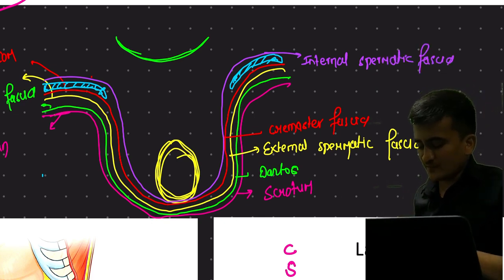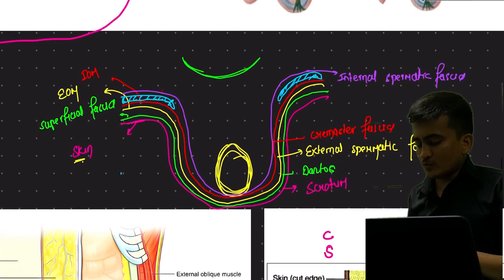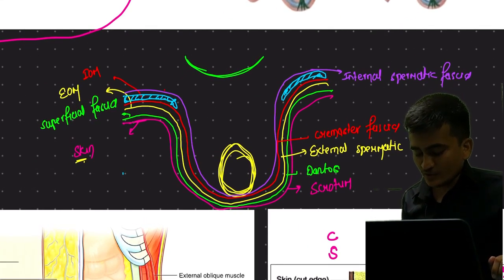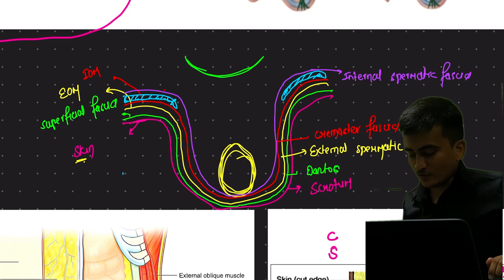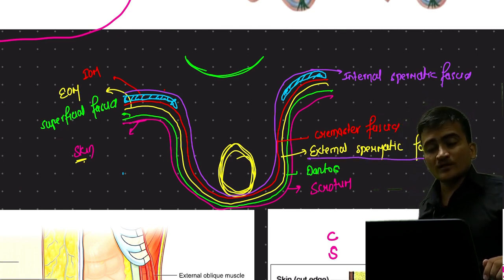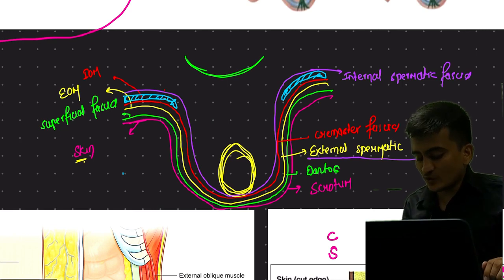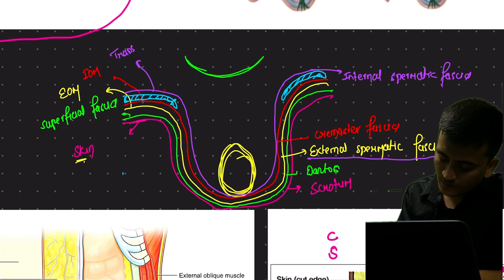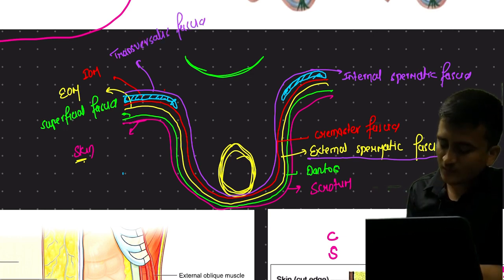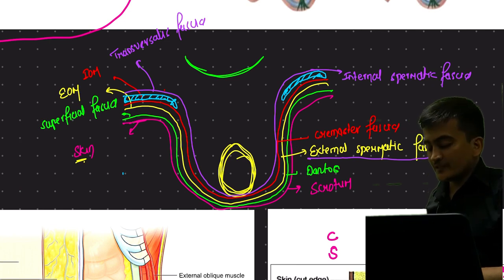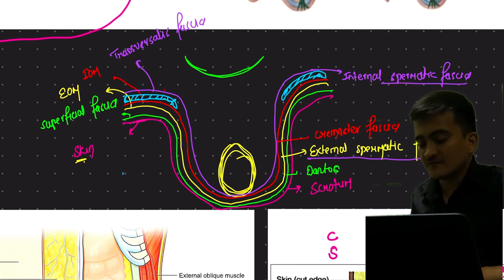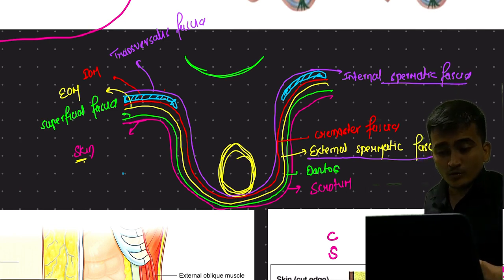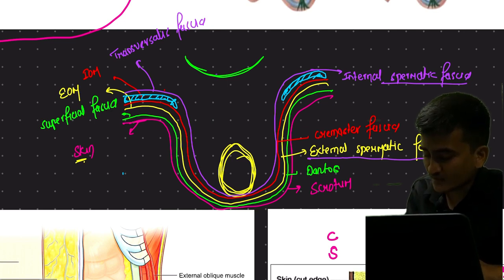As you can see, external oblique muscle was contributing to the external spermatic fascia. Similarly, transversalis fascia is contributing to form the internal spermatic fascia. That's all, right? Now the peritoneum. This is our peritoneum.